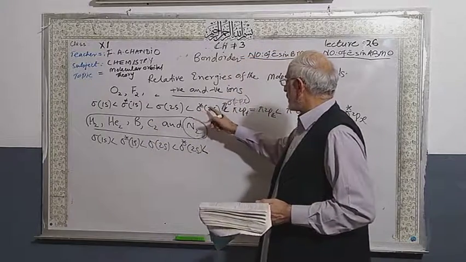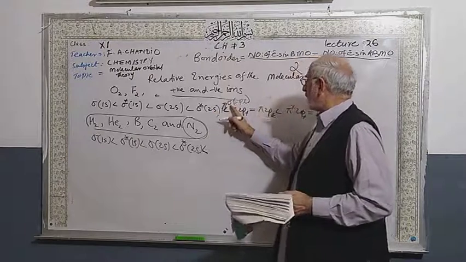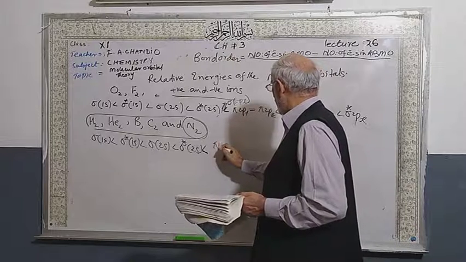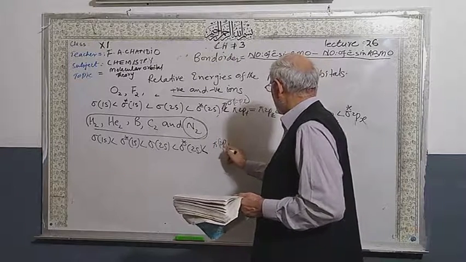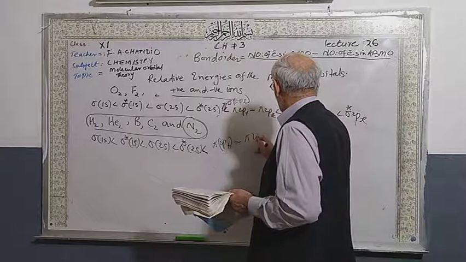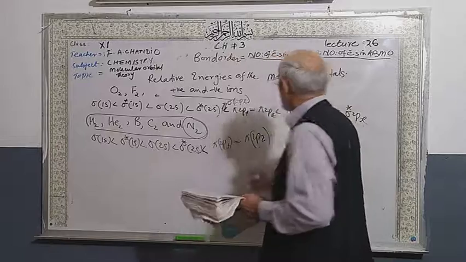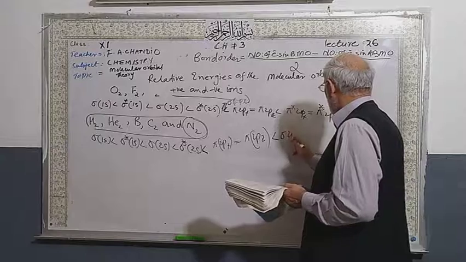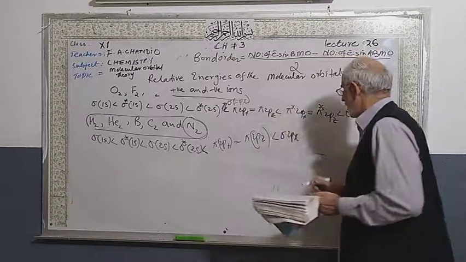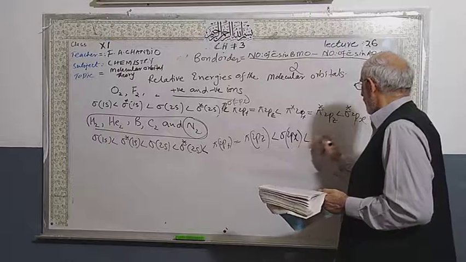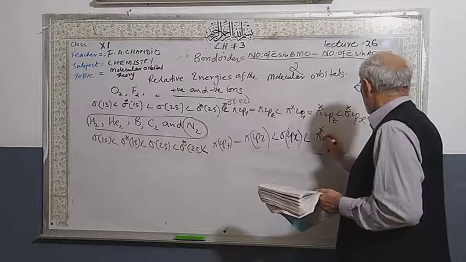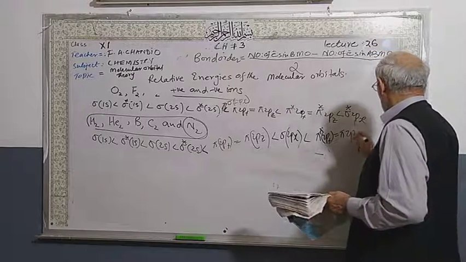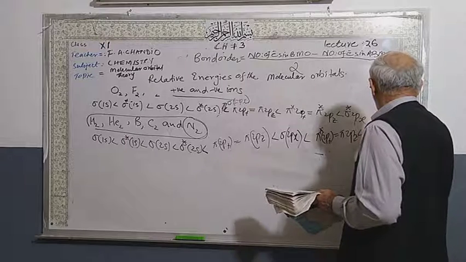Means after sigma star 2s, don't shift electrons into sigma 2px, but you have to shift electrons into pi 2py is equal to pi 2pz. Then you have to fill the sigma 2px. Then pi star 2py is equal to pi star 2pz, then sigma star 2px.